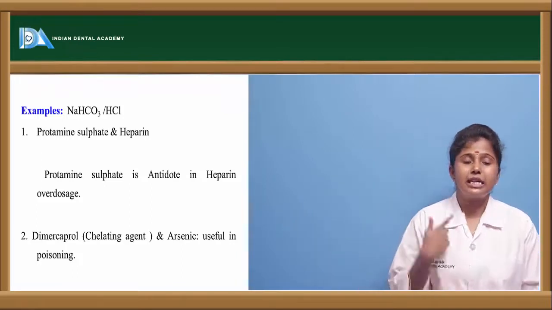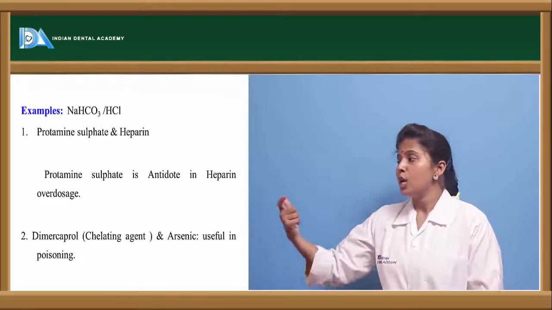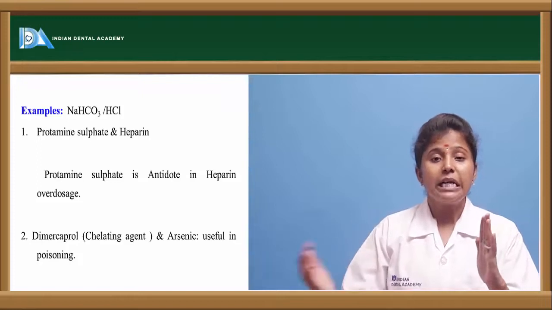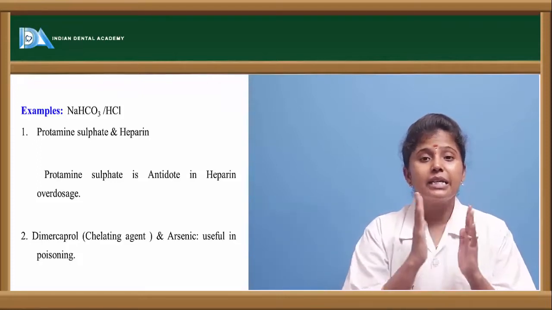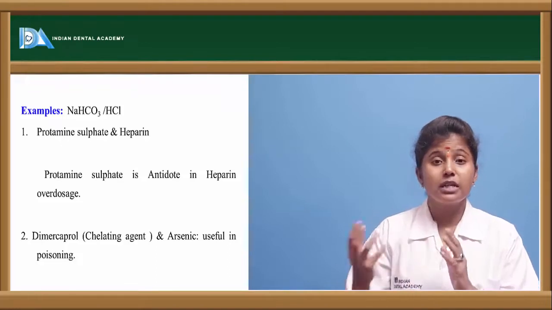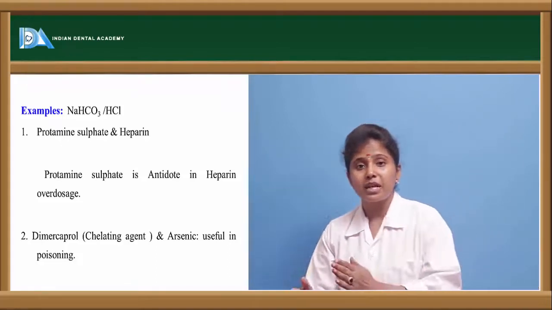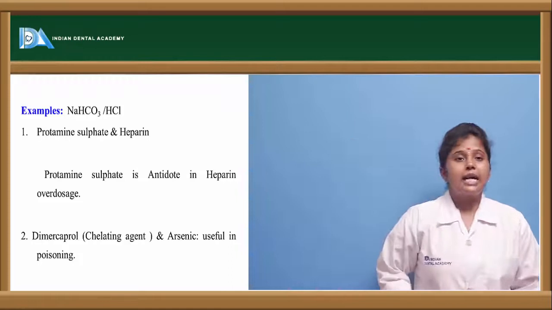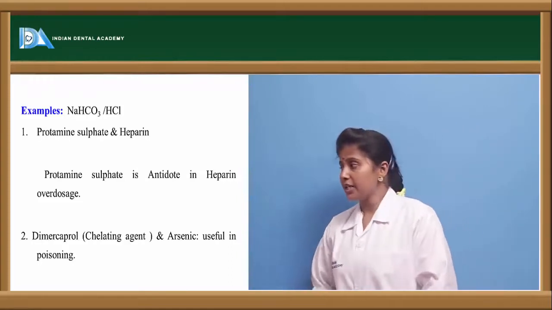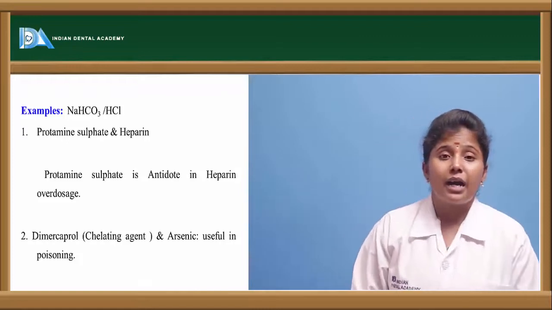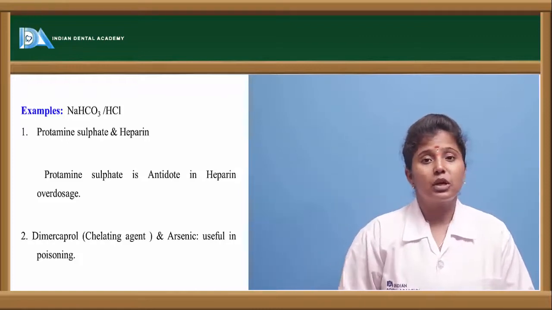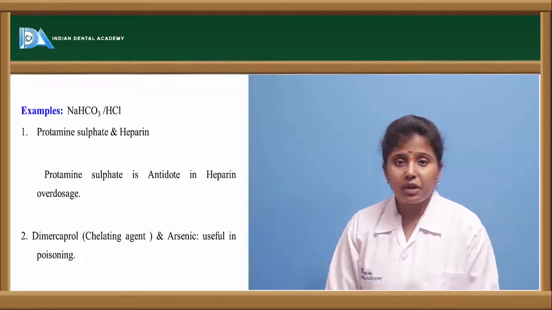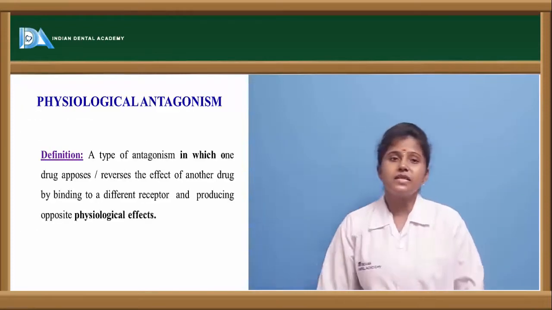Protamine sulfate is a basic compound and heparin is an acidic compound. Protamine sulfate is an antidote in heparin poisoning, because it reacts with the heparin and thereby does not allow the heparin to show its effect. So if there is any overdose of heparin, if we give protamine sulfate, it will nullify the effect of heparin and thereby prevent heparin poisoning. And the other one is dimercaprol. Dimercaprol is a chelating agent, and it prevents arsenic poisoning. Dimercaprol is a drug of choice in arsenic poisoning, because this chelating agent combines with arsenic.